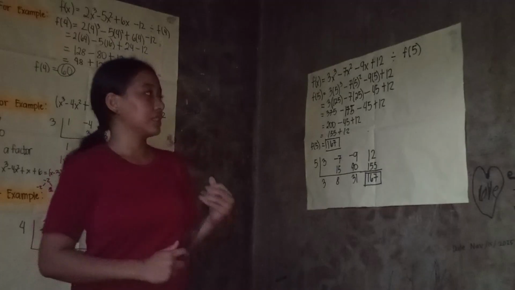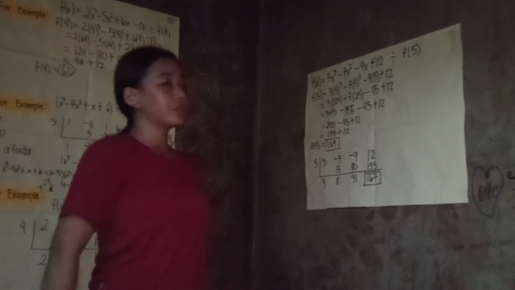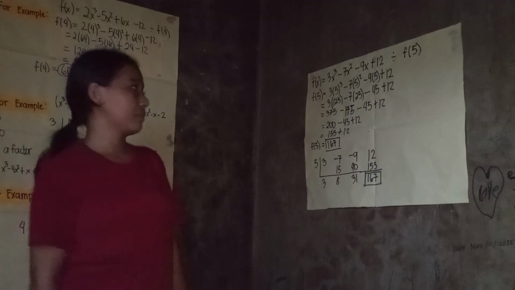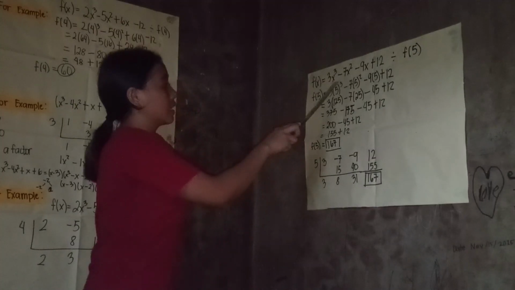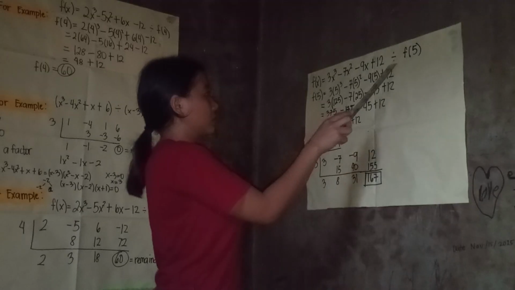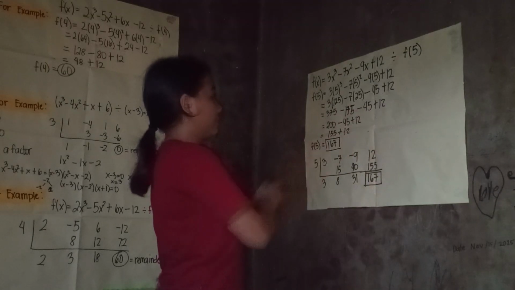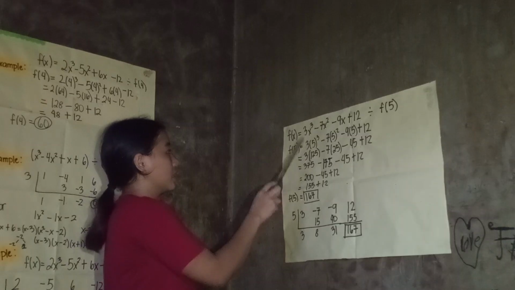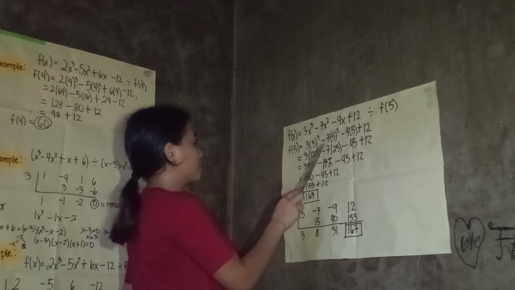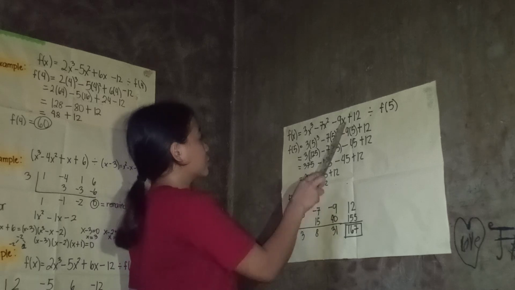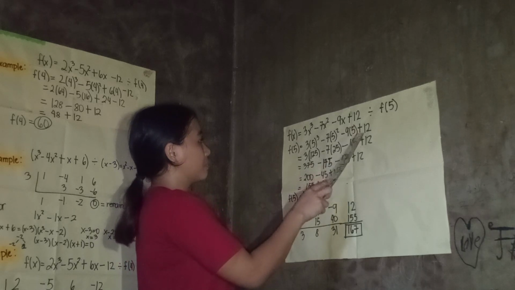I have here another example. I will use the remainder theorem and synthetic division to find the remainder and see if the remainder is the same. f of x is equal to 3x cubed minus 7x squared minus 9x plus 12, divided by x minus 5. So f of 5 is equal to 3, change x into 5, copy the cube, minus 7, change x into 5, copy the squared, minus 9, change x into 5, then copy the positive 12.